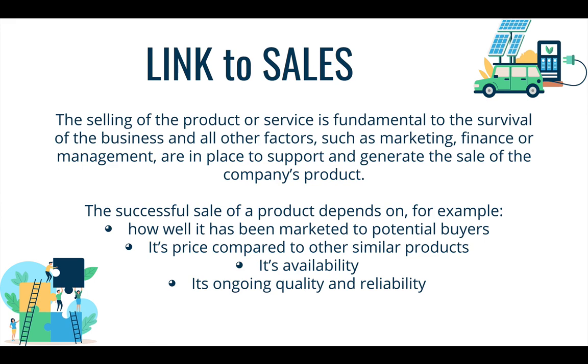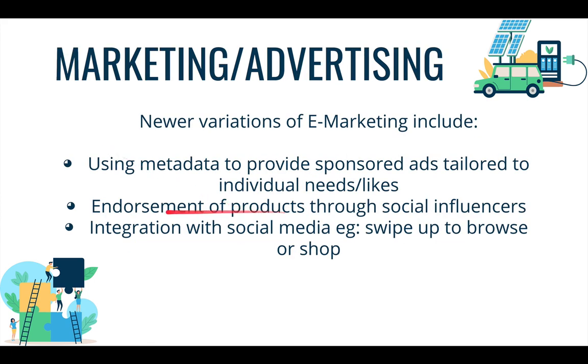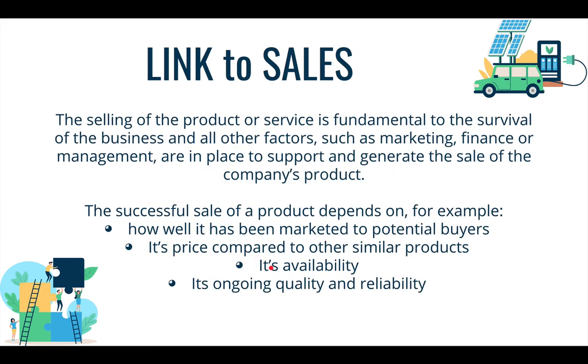So where's the link? And we've briefly talked about it in terms of the swipe up to shop, but the selling of the product is vital to the business. The algorithm is I make something, I sell it, I make money. And a key factor within that is how you market. So how you market, how you finance, or how you manage your business are all in place to support the sale of a business's product. The successful sale of a product depends on how well it's been marketed to potential buyers.